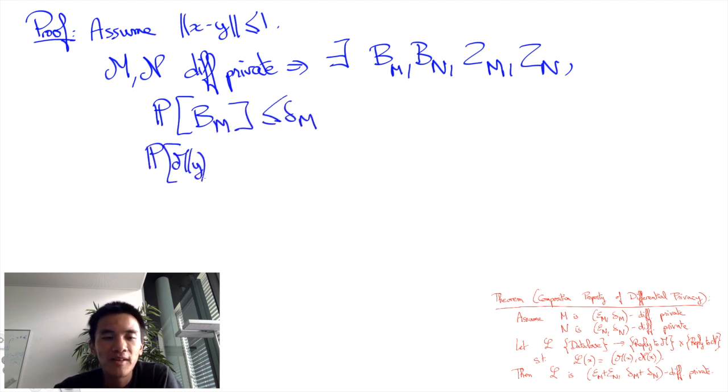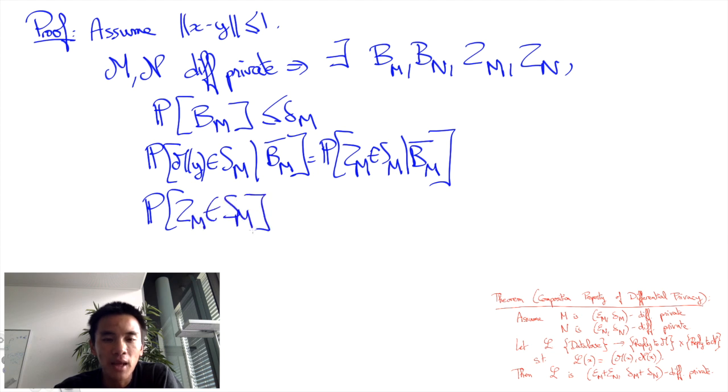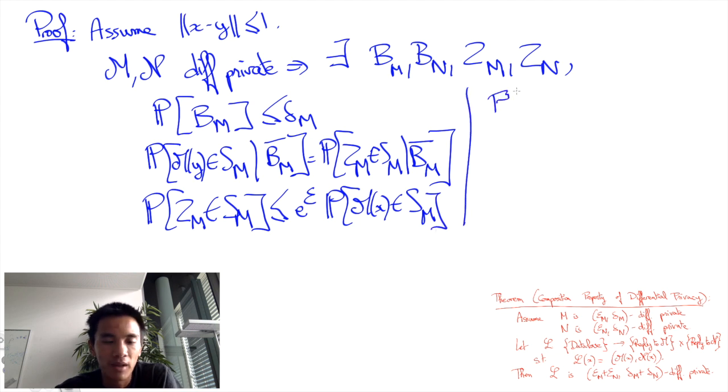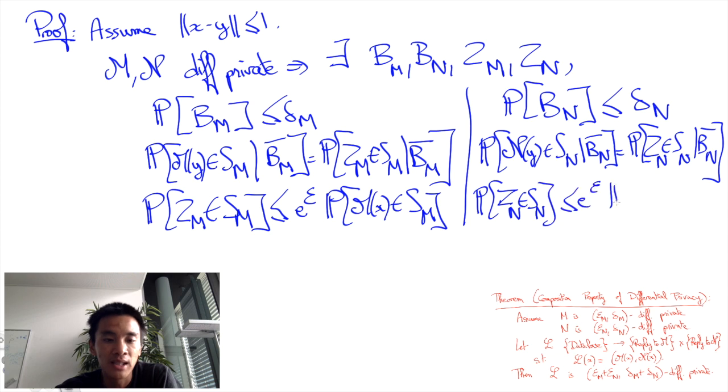The probability that M of Y is in Sm, given that there's no breach of M, is equal to the probability that Zm is in Sm, given that there's no breach of M, and the probability of Zm in Sm is epsilon differentially private with respect to M of X. That is, it is at most e to the epsilon times the probability that M of X is in Sm. And similarly, we have the same constraints on breach N and Zn.